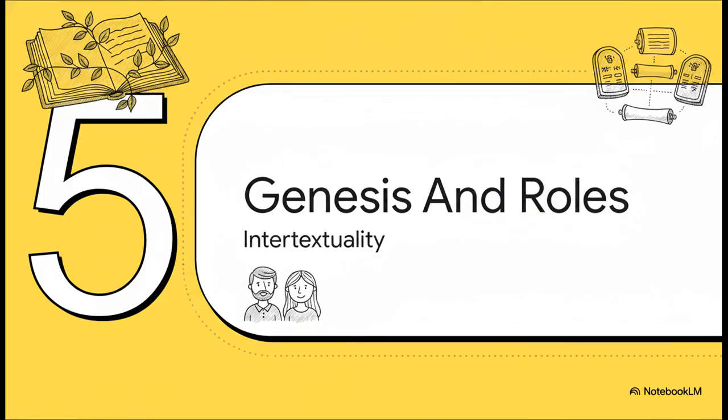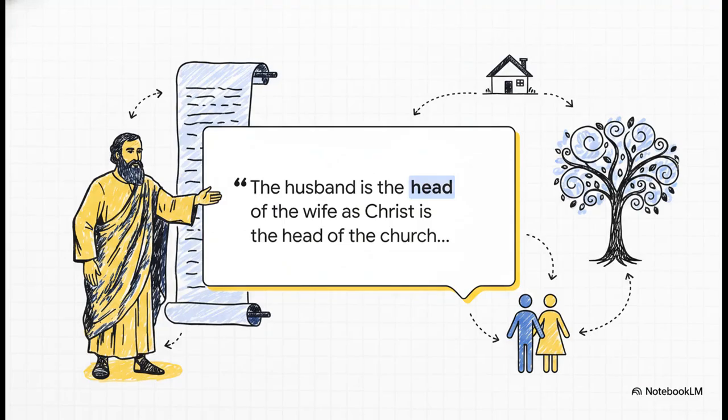That brings us to section 5, Genesis and marital roles, New Testament intertextuality. Because the Genesis data is so incredibly brief, we have to look at how later biblical authors interpreted it. The Apostle Paul actually appeals directly to the created order of Genesis to explain marital roles in Ephesians chapter 5. He famously writes, "Wives, submit yourselves to your own husbands as you do to the Lord, for the husband is the head of the wife, as Christ is the head of the church." And he goes right on to quote Genesis 2 directly, talking about a man leaving his father and mother to become one flesh with his wife.